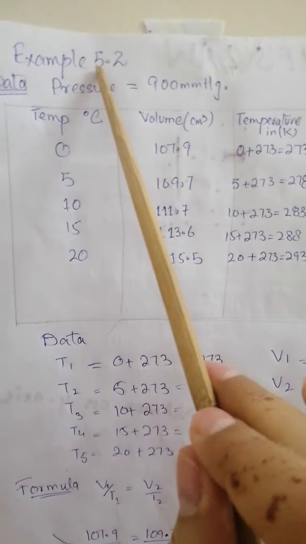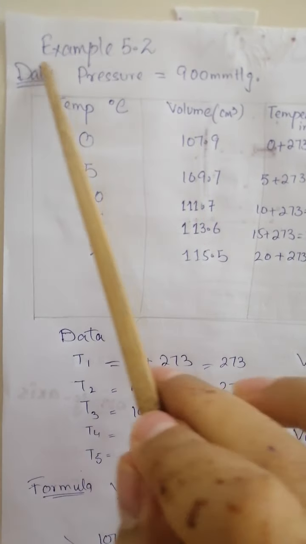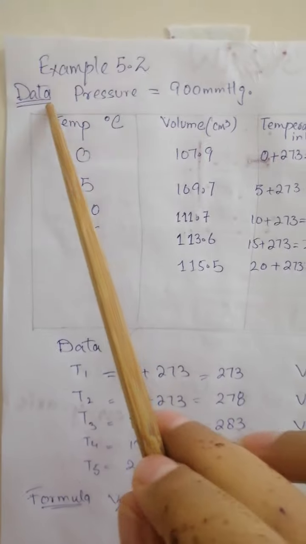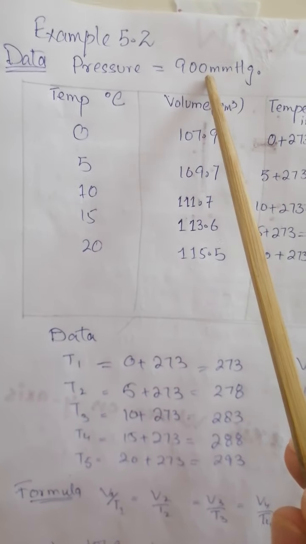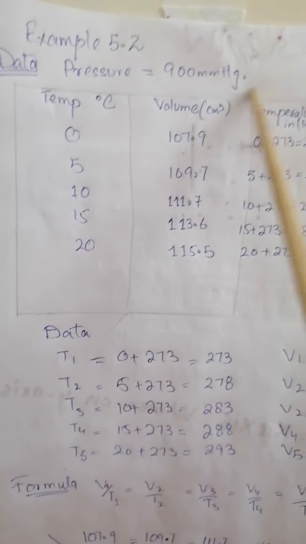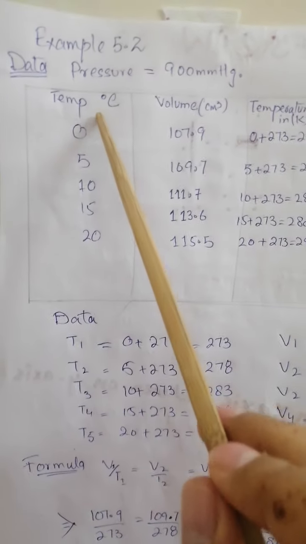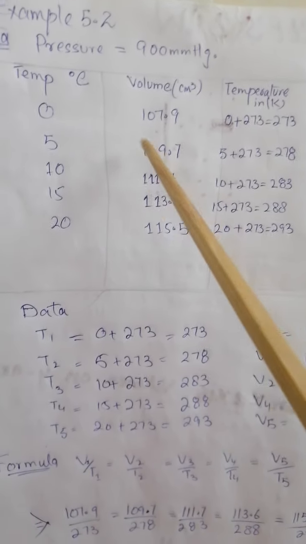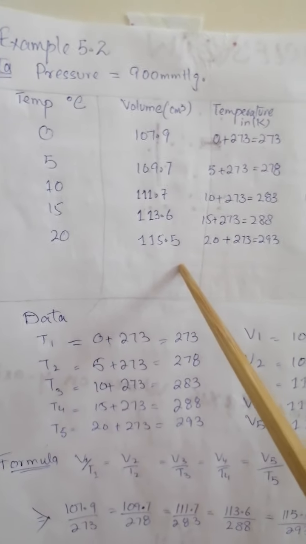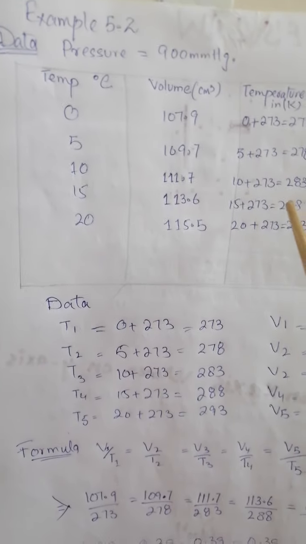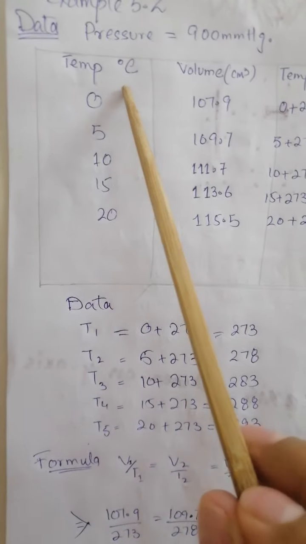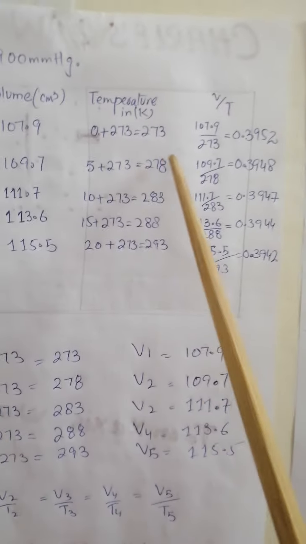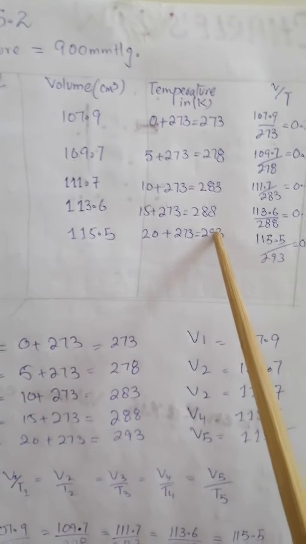Let's take an example. I hope you will read it from your book. Let's take the data. Here they took a pressure equal to 900 millimeter mercury, which is a constant pressure, and there are some values of temperature and volume. So simply, we know the formula V by T, and we also know that temperature should be converted into Kelvin by adding 273 to T. So we convert them into Kelvin.